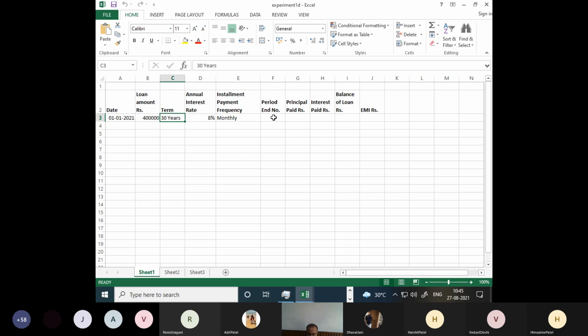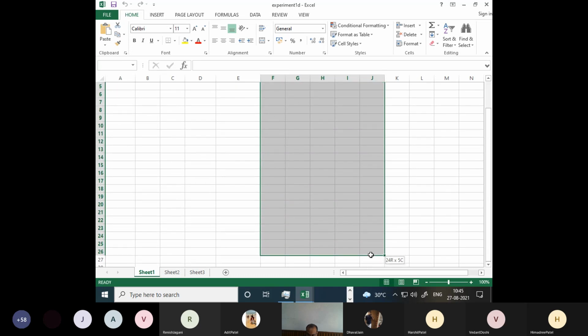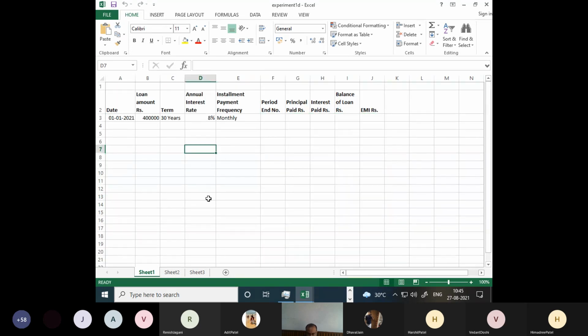At the end of period number 1, 2, 3, 4, you have to write the period-end number, 1, 2, 3, 4, up to 360. Then the principal paid, interest paid, balance of the loan, and EMI. That is how, when you take a loan, some companies give you this table, and that is how it is calculated. So I hope you get this idea.